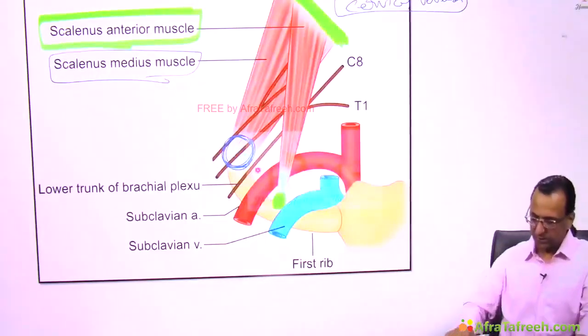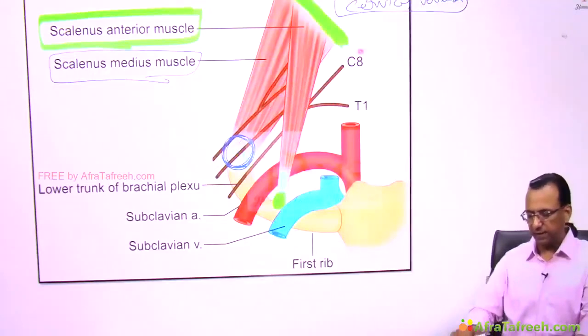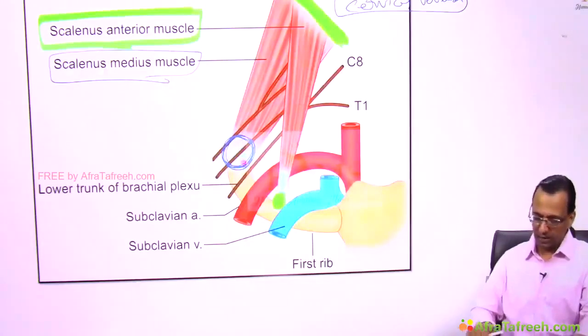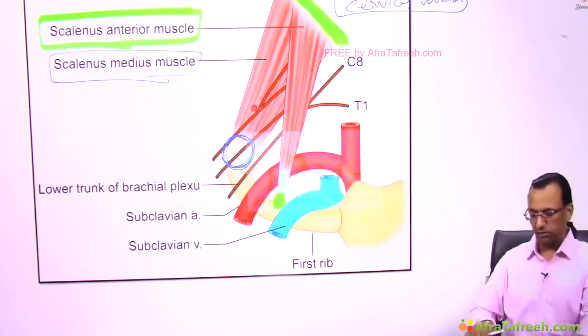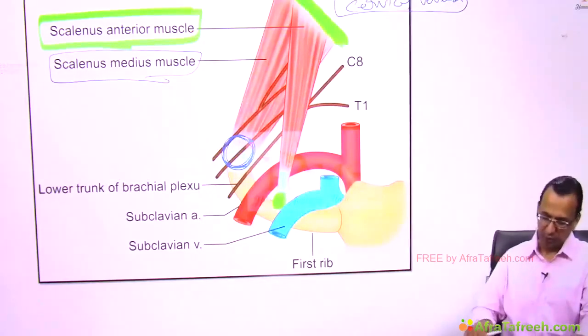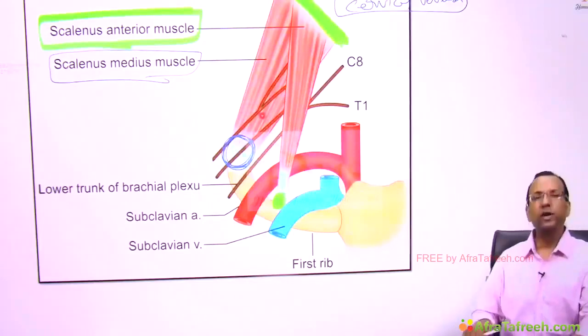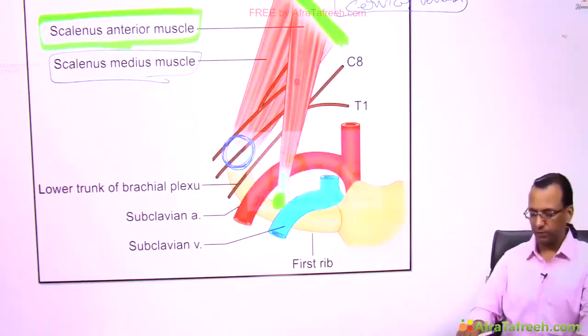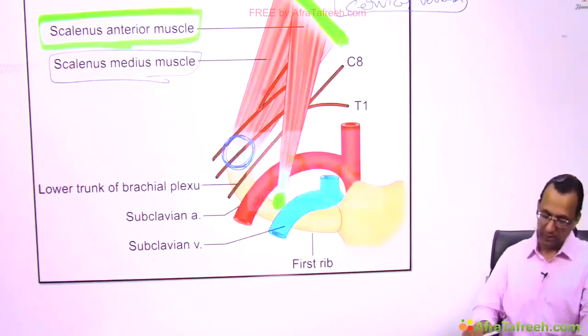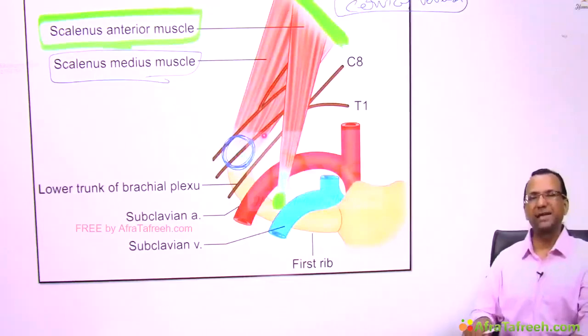So this is C8 and T1. I think C8 T1 is the lower trunk of the brachial plexus. Yes, it is the lower trunk, and there will be a middle trunk and an upper trunk also. Upper trunk, middle trunk, lower trunk, all the trunks coming from here. Okay, so we can block it here. Where should I block it? Go lateral to this muscle. Which one? The scalenus anterior, and block them in the interscalene triangle. So I have to go lateral to the scalenus anterior muscle? Yes.